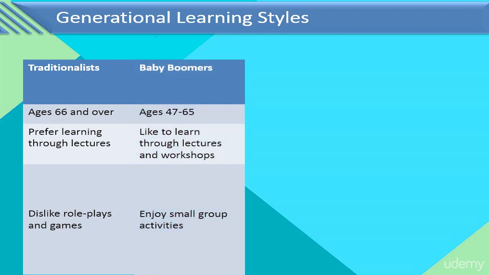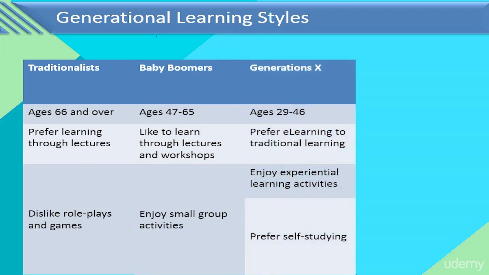Baby boomers are individuals ages 47 to 65. Just like traditionalists, they like lectures and workshops. However, most baby boomers seem to enjoy small group activities. Generation X is a younger generation ages 29 to 46. This generation prefers e-learning over traditional learning approaches. They enjoy experiential learning activities and, whenever possible, choose self-studying.